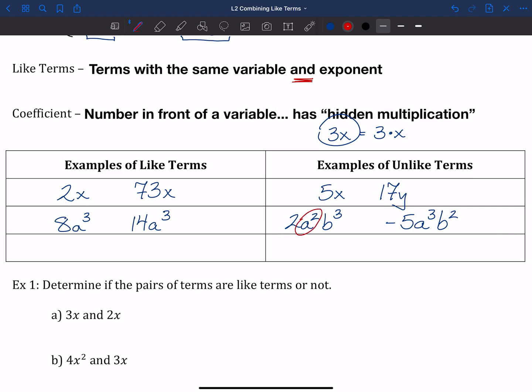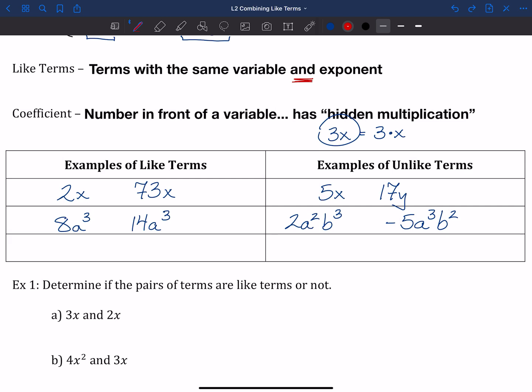A squared should match up with the exponent for the other a. The fact that those don't match means that these aren't like terms. The same thing is true for the b's. This is b to the third, and this is b squared. That doesn't work. We cannot combine those because they don't match up. Right? So it can get a little confusing sometimes.